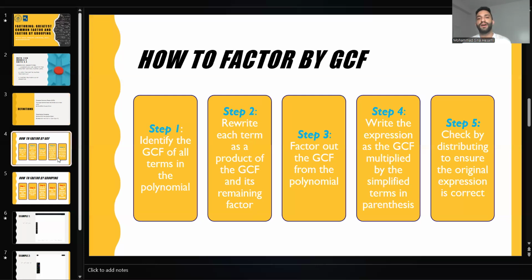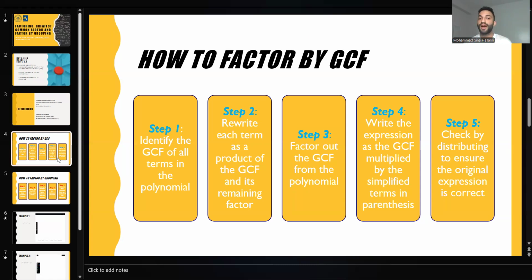In the next slide, I've arranged some steps in order to factor by GCF. The first step is identify the GCF of all terms in the polynomial. As I mentioned, two terms may have different factors. We can rewrite two terms as different factors, but we have to identify the greatest common factor between those two terms, and rewrite those two terms as a factor of that greatest common factor. We'll be going over an example.